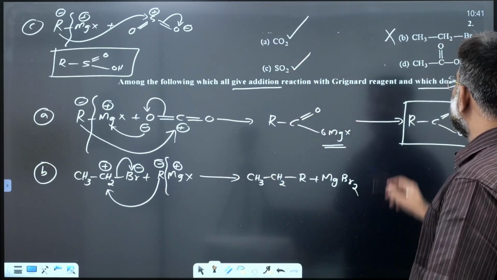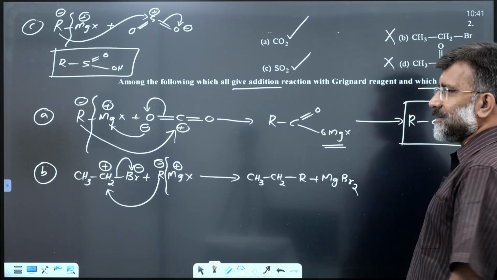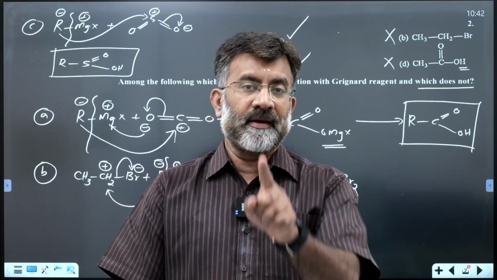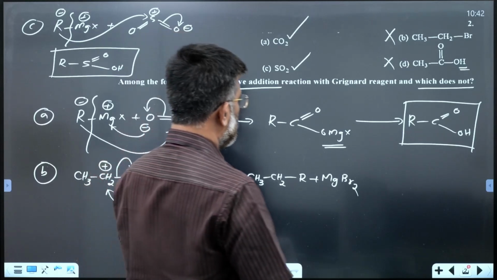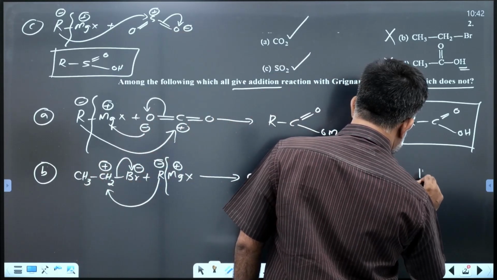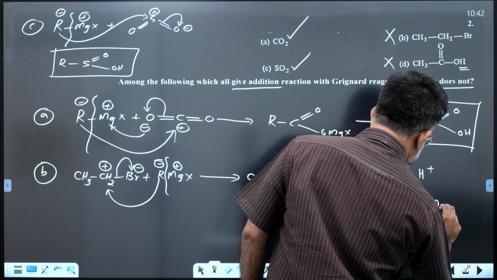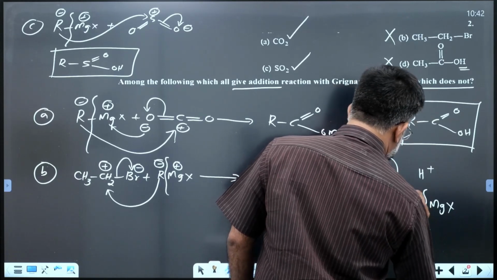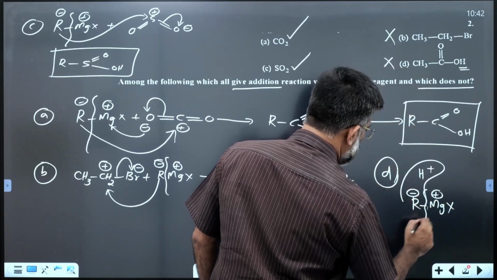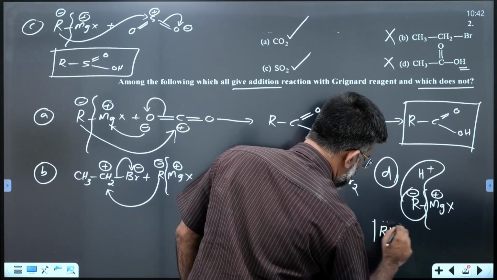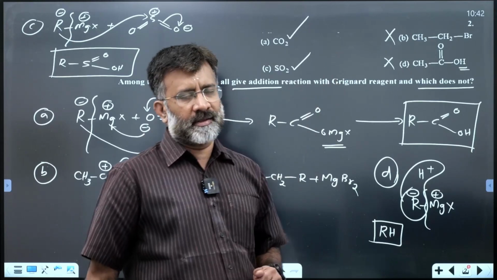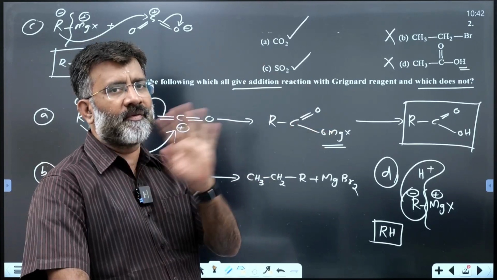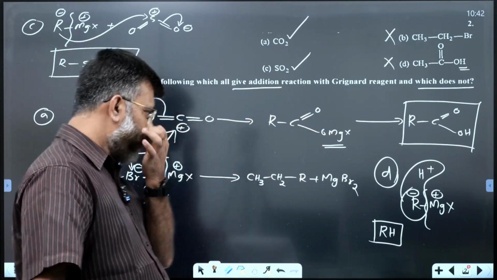What about D? D is no, because there is an acidic hydrogen. In the presence of acidic hydrogen, the Grignard reagent is highly sensitive and is converted to the corresponding alkane. In option D, you have acidic hydrogen interacting with the RMgX. There will be an acid-base reaction, and R minus with H gives RH. So that is not. So A, C will give the reaction, B and D will not. Right? Yes. Another one.